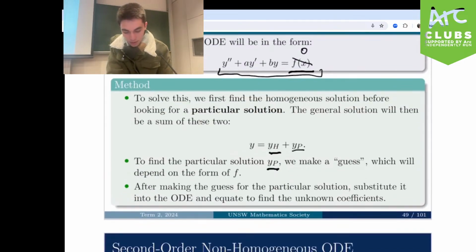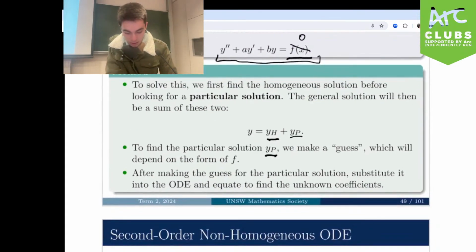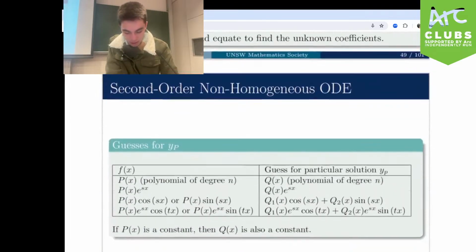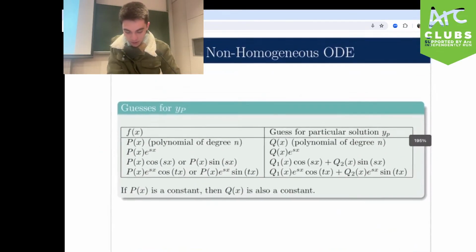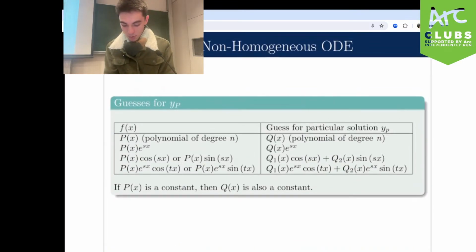And it's kind of a trial and error process because sometimes you make a guess and it'll be wrong and you have to update it and change it to something else, right? But once you've got the hang of it, it's pretty easy. So we've broken it down into a table for you, okay? So this breaks it down case by case, what you should guess for your particular solution, depending on what the function on the right-hand side, f of x, is, okay?